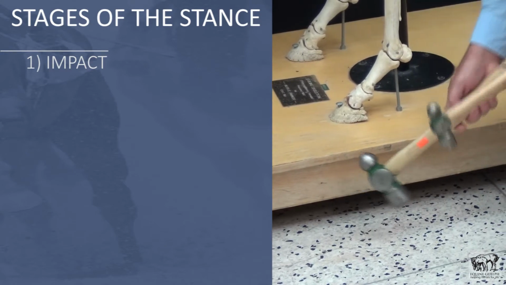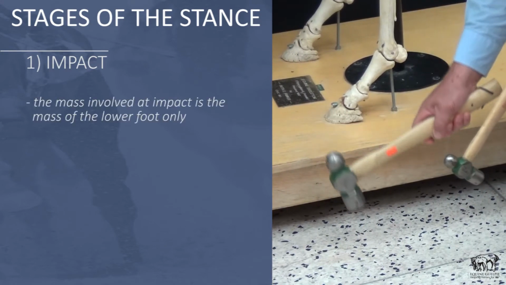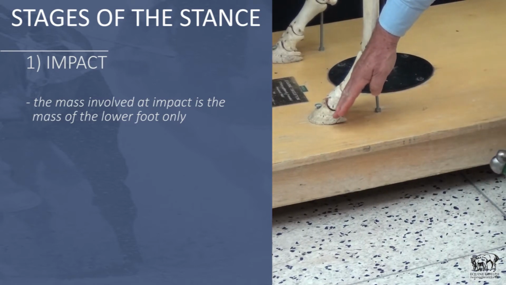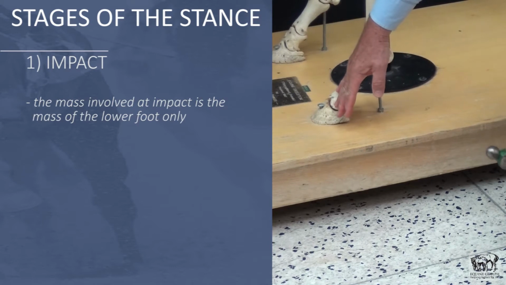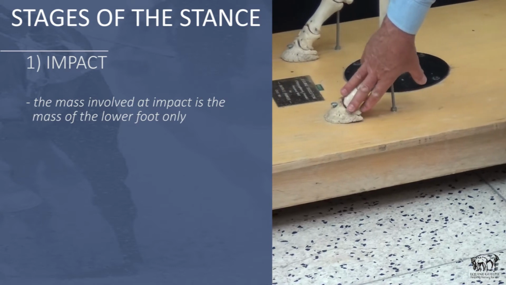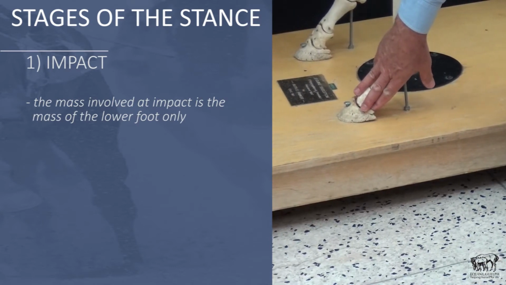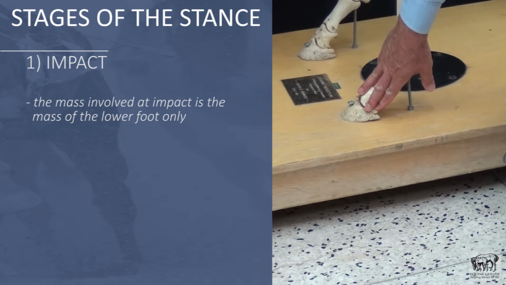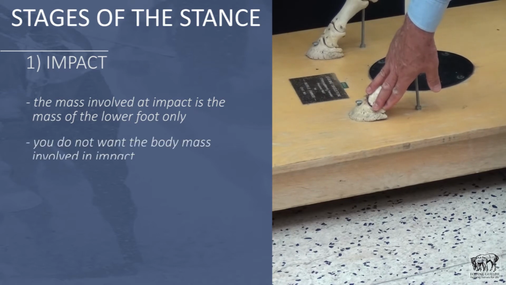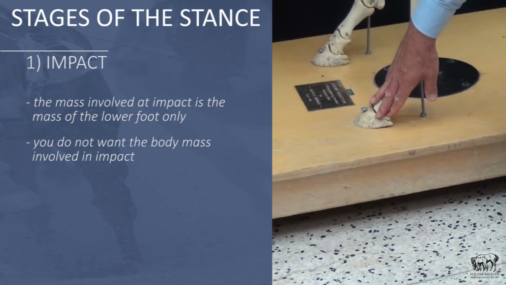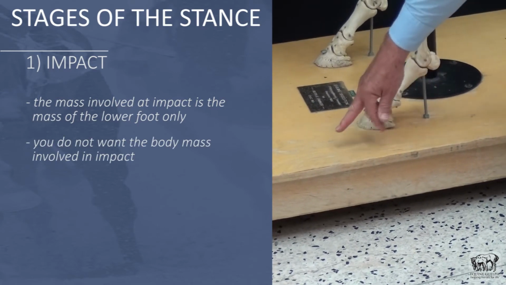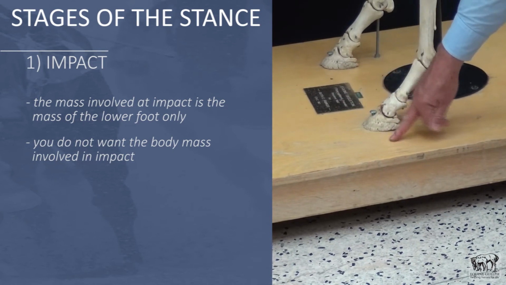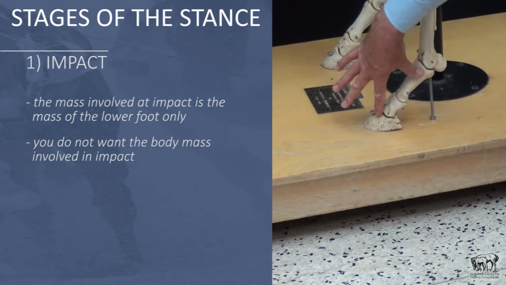What's really important to note is that the mass involved on impact is really just the mass of this part of the foot. You don't want the body mass of the animal. This part of the foot, let's say this weighs 5 kilograms. The body mass of the animal may be anywhere from 300 to 800 kilograms. You do not want that involved at all because the mass is just so heavy. So basically, by having the foot nicely stretched out as it comes into the ground, the only mass that's involved right at impact is with this region here.